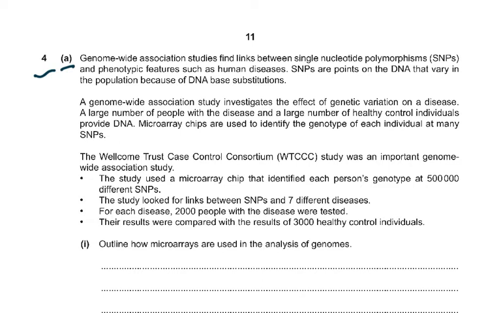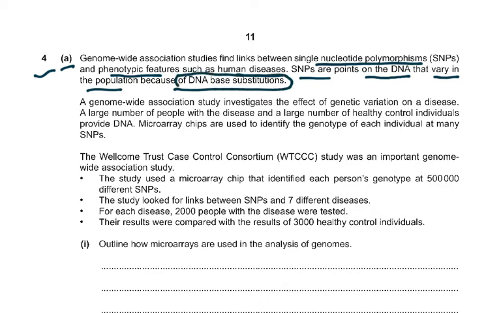Genome-wide association studies find links between single nucleotide polymorphisms (SNPs) and phenotypic features such as human diseases. SNPs are points on the DNA that vary in the population because of DNA base substitutions. Please understand that: DNA base substitution. So in a majority of people there's a certain base sequence, and in a few people this base substitution takes place.